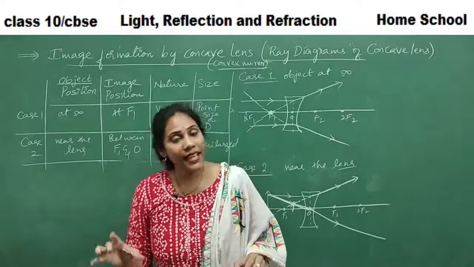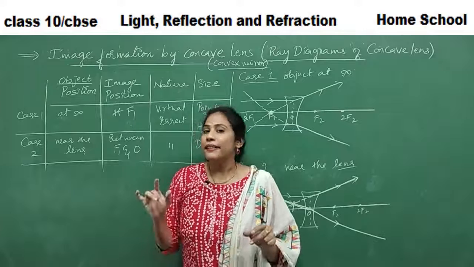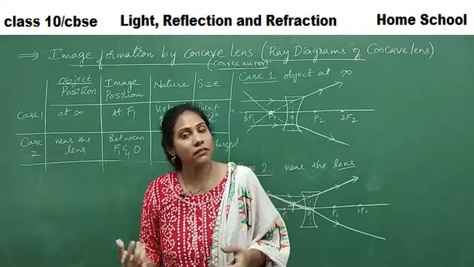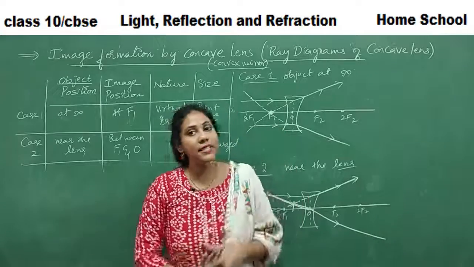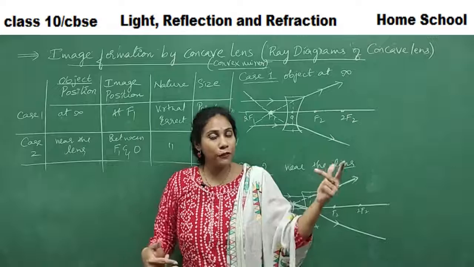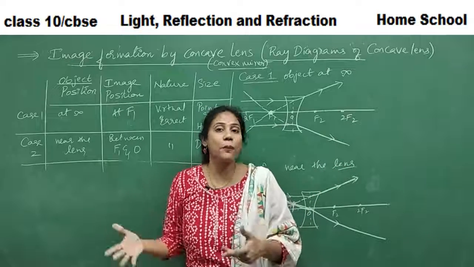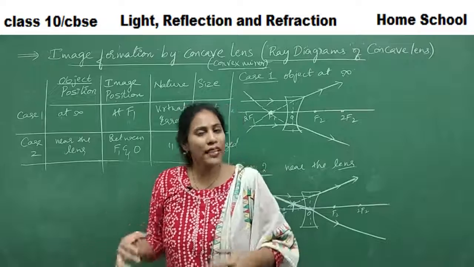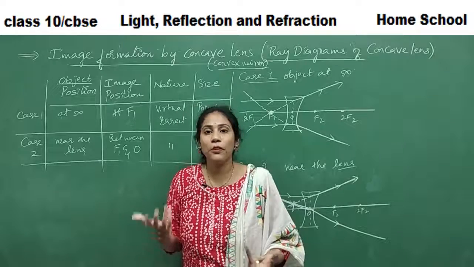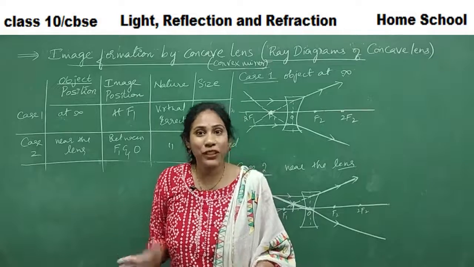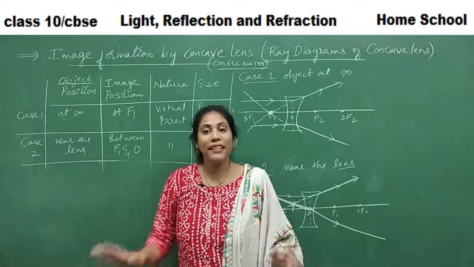Clear? With this, I complete the video, and let us meet in the next video, where we will discuss the sign convention of lenses and the lens formula. In the case of mirrors, we discussed the mirror formula, no? In the same way here, lens formula and magnification. After that, we will see a few numericals. So we are almost at the end of the chapter. We can complete the chapter in 2 to 3 videos maximum.